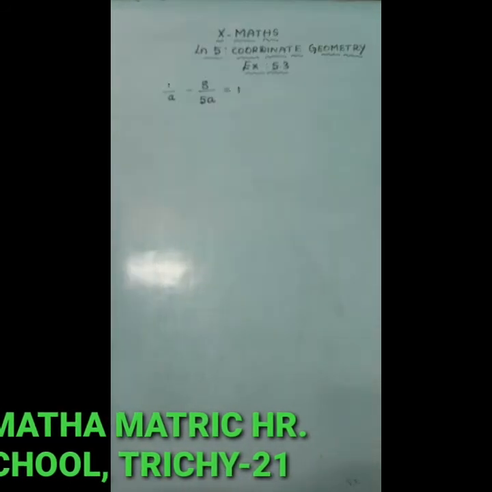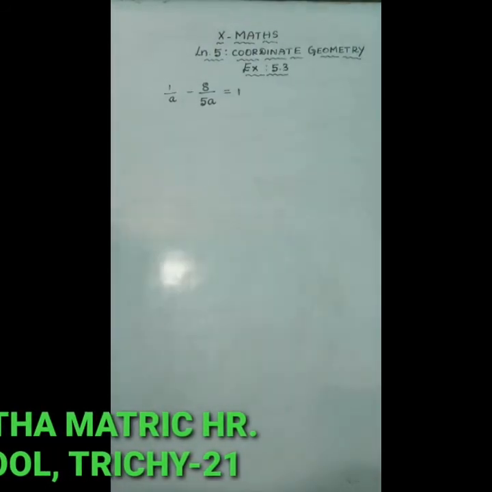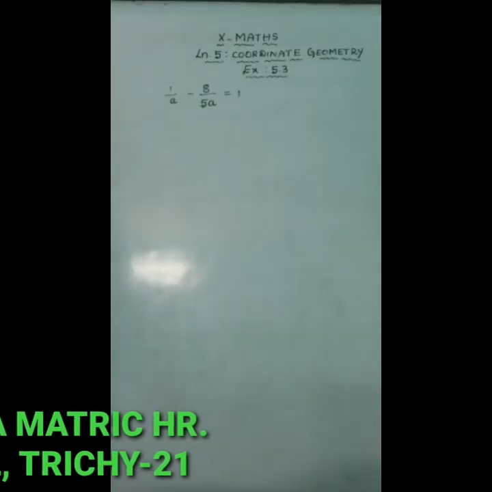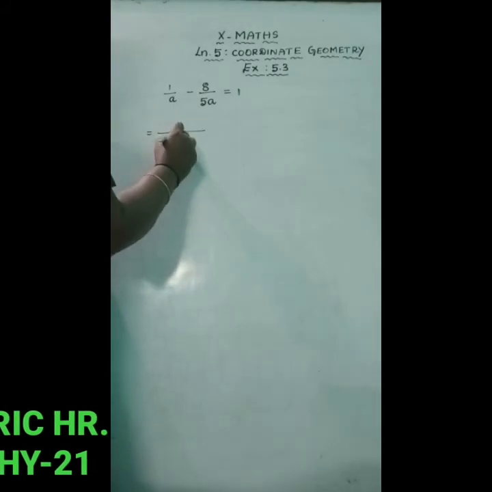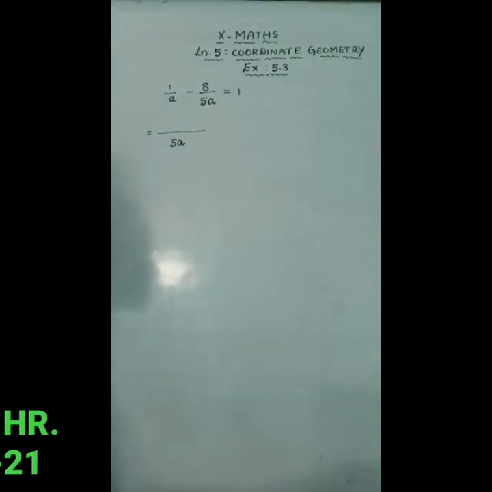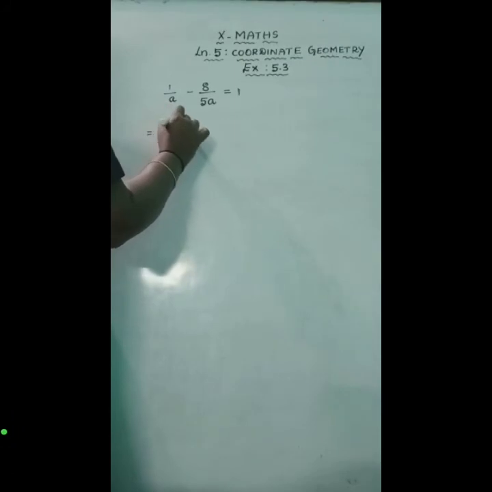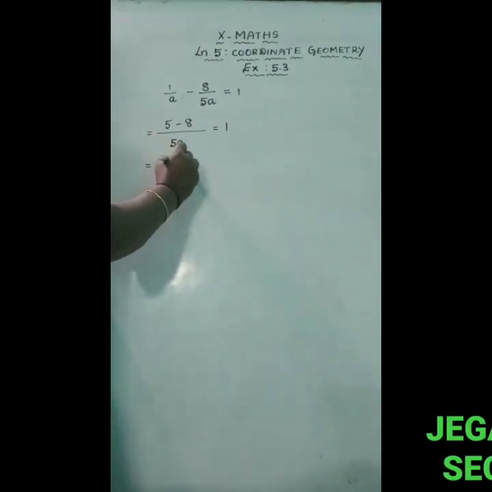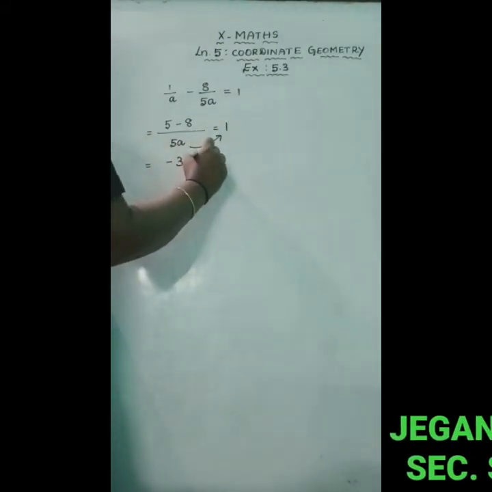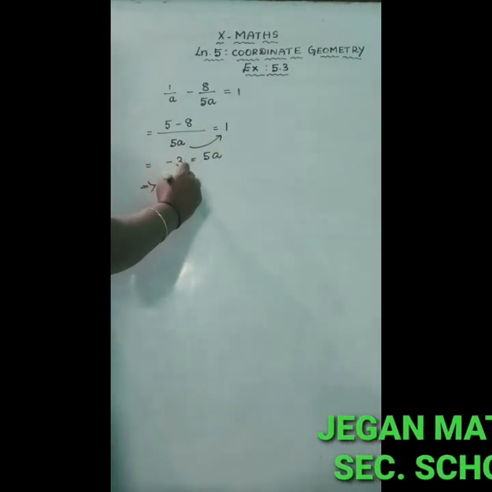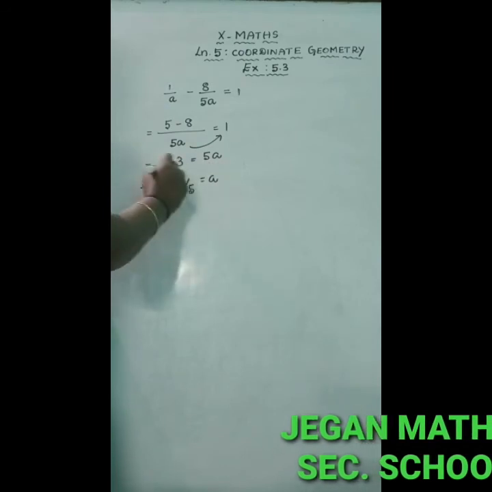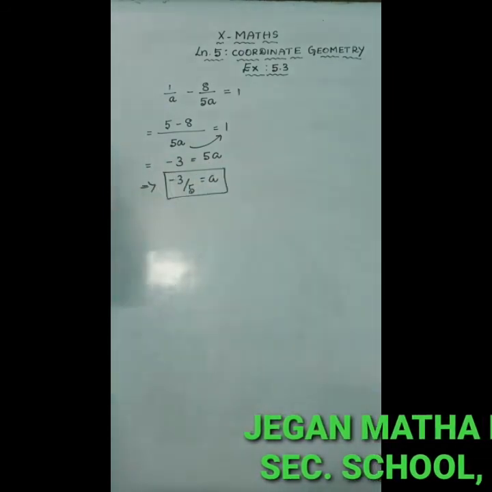So the equation is 1 divided by a minus 8 divided by 5a is equal to 1. Here we take the LCM 5a, then multiply by 5 in the first fraction. So 1 times 5 is 5, minus 8, equal to 1 times 5a. Then 5 minus 8 we have minus 3. So minus 3 is equal to 5a, then a is equal to minus 3 divided by 5. So the value of a is equal to minus 3 divided by 5.